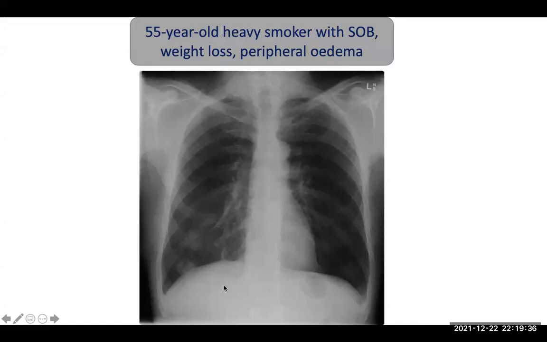COPD. Very good. So why does this patient have peripheral edema? Right heart failure. Very good. So in a COPD patient, it is very likely this patient may have cor pulmonale. So what is cor pulmonale? Cor pulmonale means right ventricular hypertrophy or right ventricular failure due to a lung cause, most commonly COPD. And this patient has weight loss. We know that COPD is a very catabolic state, and there may be some muscle loss and consequently weight loss. Okay, very good, doctor.